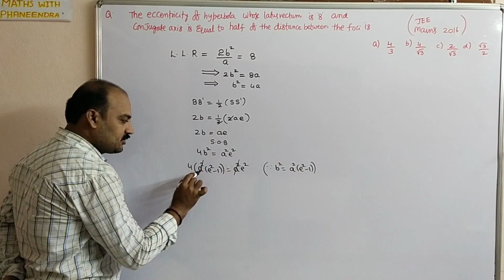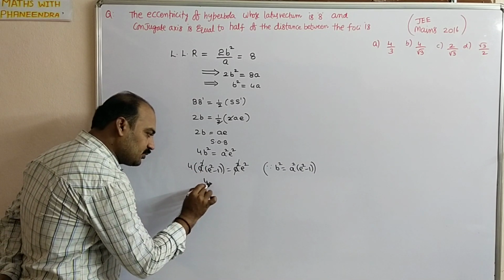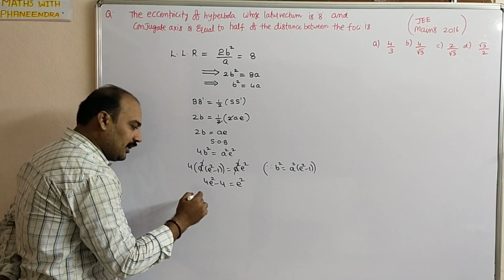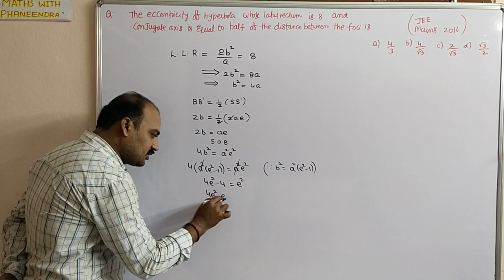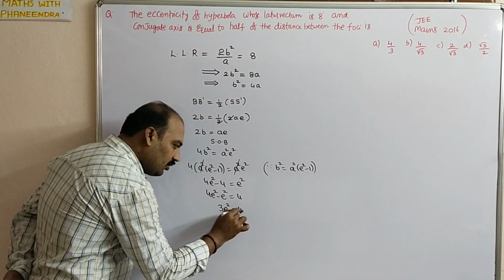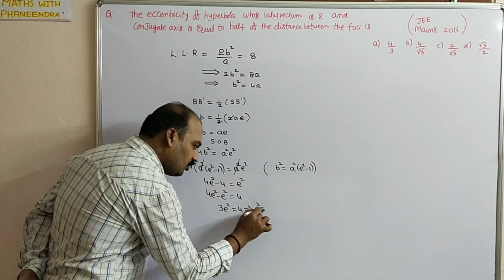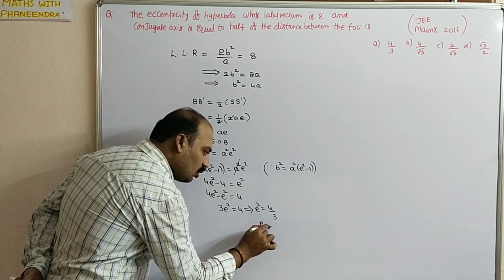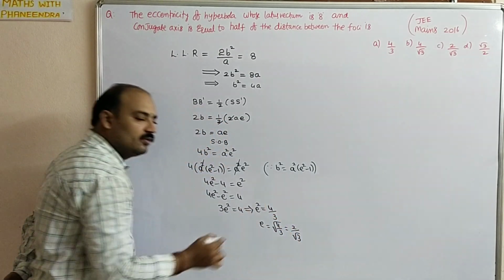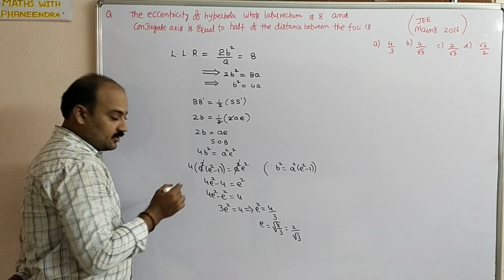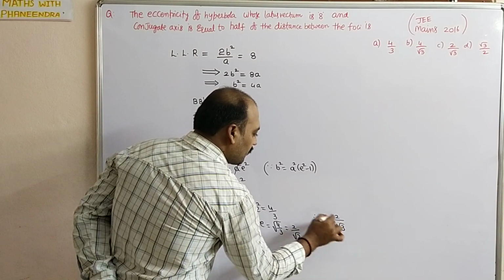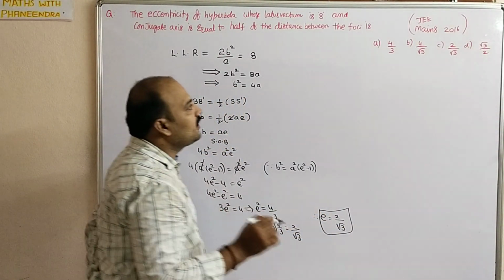Here a square gets cancelled. 4 times e square minus 1 is 4e square minus 4, equal to e square. Taking e square to the LHS, 4e square minus e square is equal to 4. So 3e square is equal to 4, that implies e square is equal to 4 by 3. So e is equal to root 4 by 3, which is equal to 2 by root 3. Therefore, the eccentricity of the required hyperbola is e equal to 2 by root 3, which is there in option C.